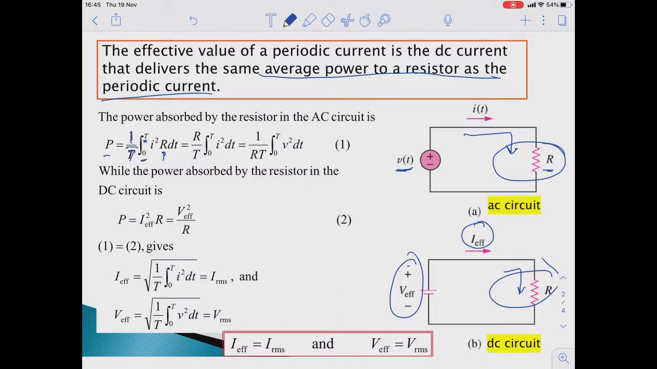It will be equal to R over T integrate I square dt, and since I is equal to V over R, this I square becomes V square over R square. We move R square out and R deducts with R square, so we come up with 1 over RT integrate V square dt. And this one is the average power absorbed by this resistor.